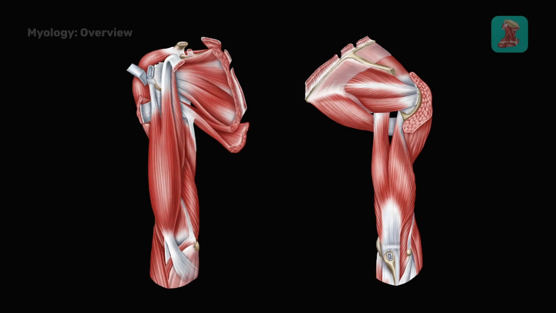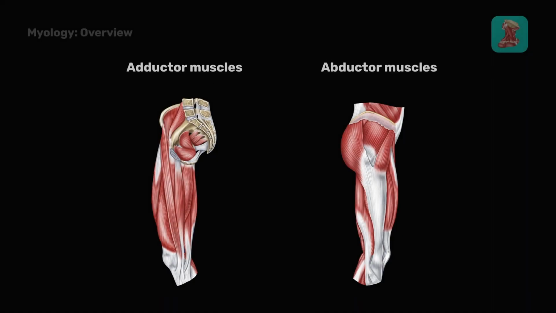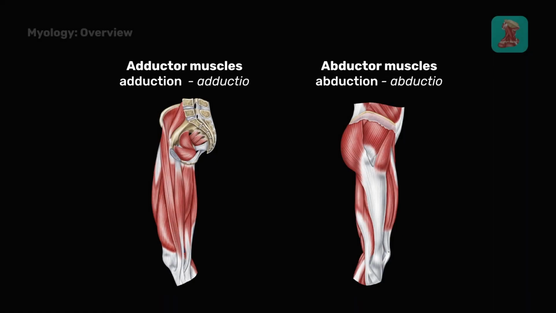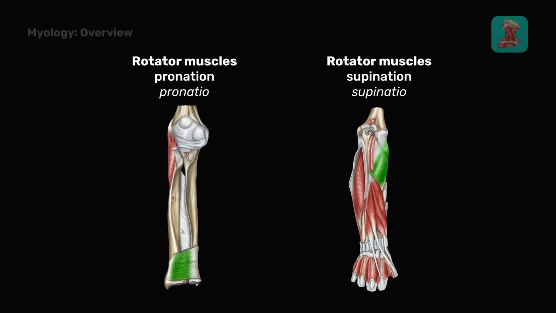Depending on the function, the following muscle groups are distinguished. Flexor muscles. These muscles carry out flexion. Extensor muscles. These muscles carry out extension. Adductor muscles, which carry out adduction. Abductor muscles. Such muscles carry out abduction. Rotator muscles. These muscles carry out pronation or supination.